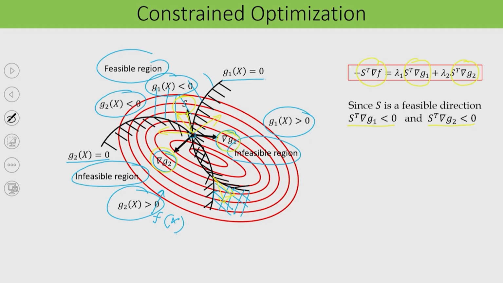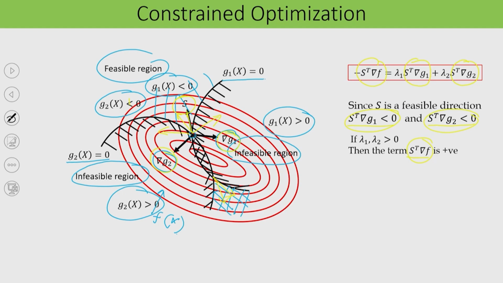So, if you are going along this direction, the constraint function value will reduce. Therefore, this must be less than 0 and this must be less than 0. Okay, so this is 0. Then if lambda 1 and lambda 2 are greater than 0, S transpose del F is positive in that case. What does it mean if it is positive? That means if you are going along that direction, your objective function value will increase. So you are not getting any improved solution if you are going along the direction S.